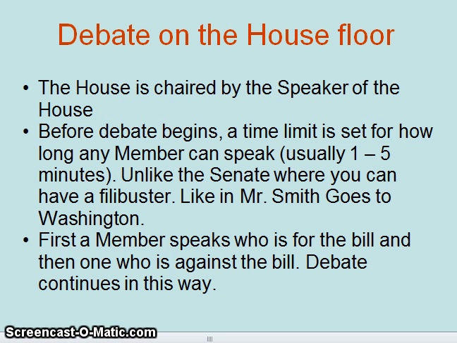When a bill is up for consideration in the House, before the debate begins on any bill, it first must pass through the Rules Committee. The Rules Committee only exists in the House of Representatives because there are such a large number of representatives in the House. The Rules Committee sets the limit on debate. Members can usually speak 1 to 5 minutes.